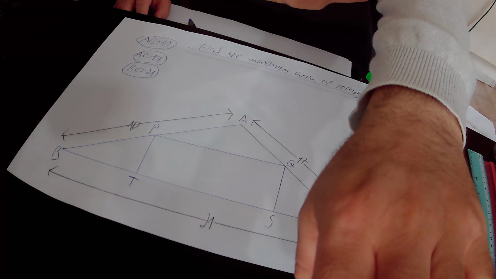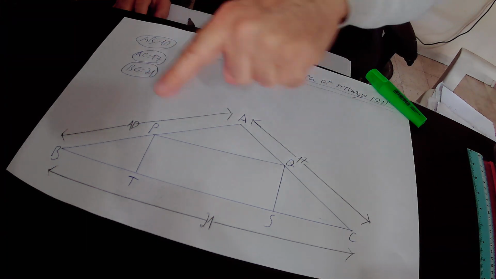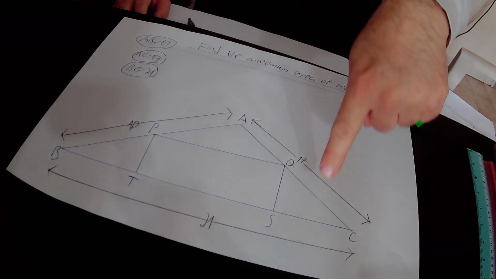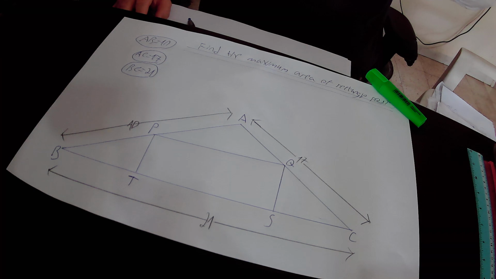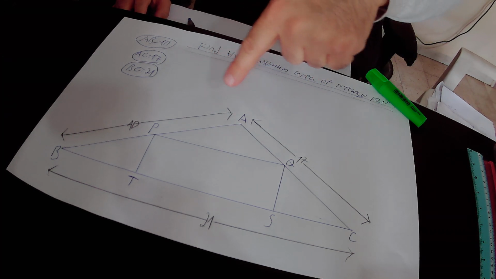And now in this lecture we find out the maximum area of a rectangle that is inside the triangle. In the drawing we have triangle ABC. Inside this triangle ABC we have this rectangle PQST. And our mission is to find out the maximum area of this rectangle PQST.